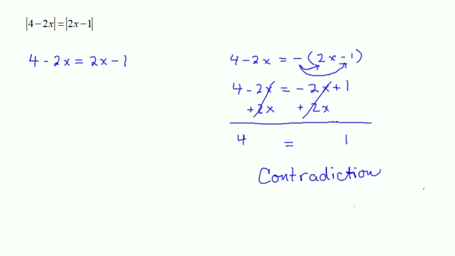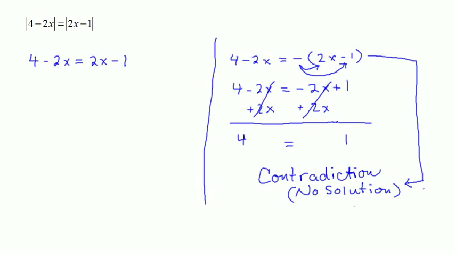And as soon as we reach this contradiction, we stop and we know that this particular equation gives us no solution. This doesn't mean that the original equation has no solution. It means that this particular equation, one out of the two, has no solution. We can still get a solution out of the other one possibly, so we should keep going.